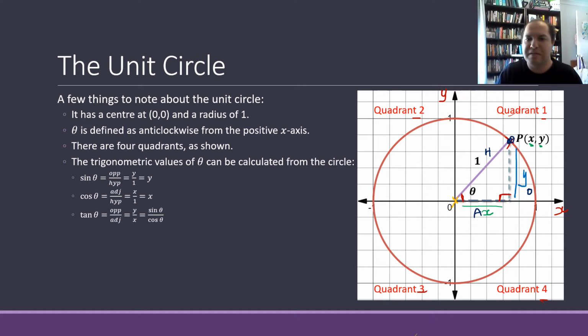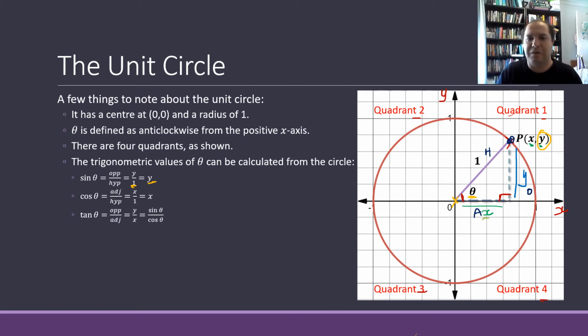So the sine of our angle theta is going to be opposite over hypotenuse, so y over 1, which is just y. So with our unit circle, the sine of this angle theta is equal to whatever the y coordinate is on this circle.